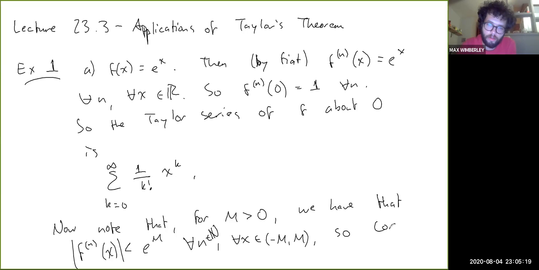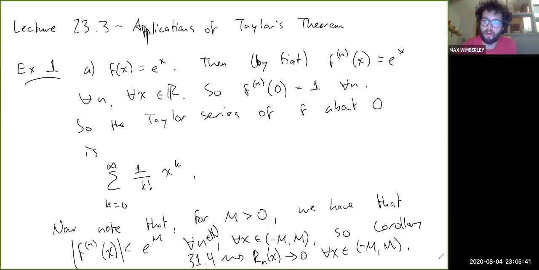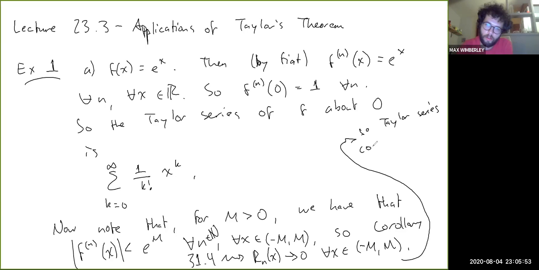So corollary 31.4, the one we just proved, shows that R_n(x) goes to 0 for all x in (-M, M). Right, and that shows that the Taylor series converges to e to the x for any x in R, right?